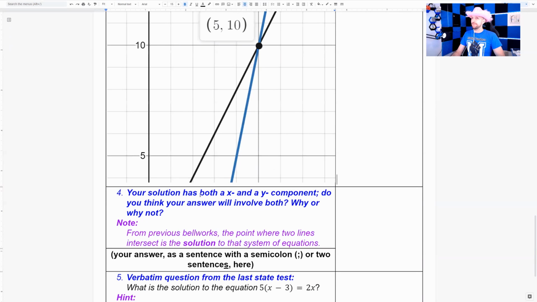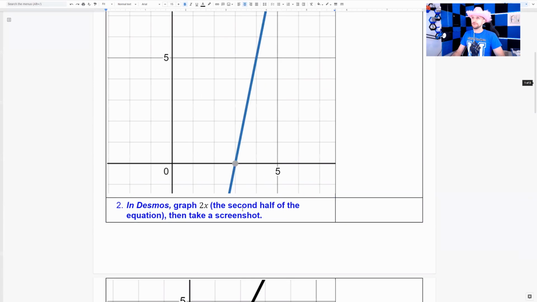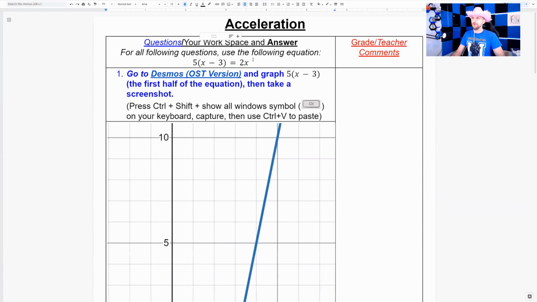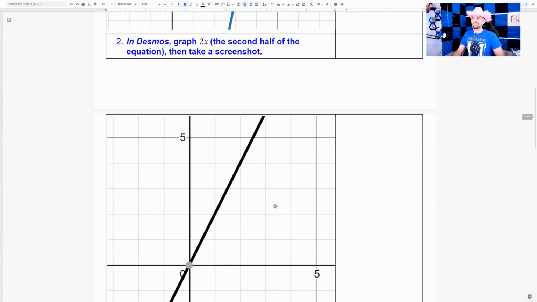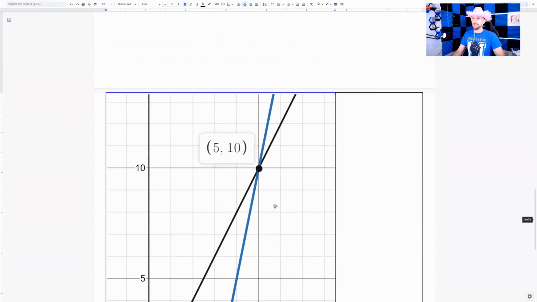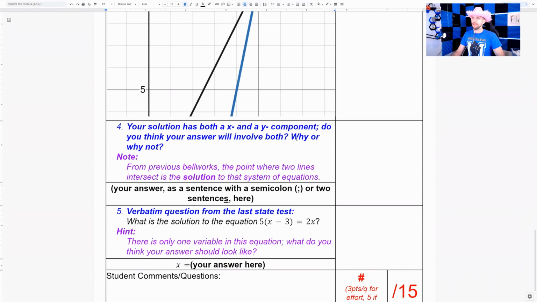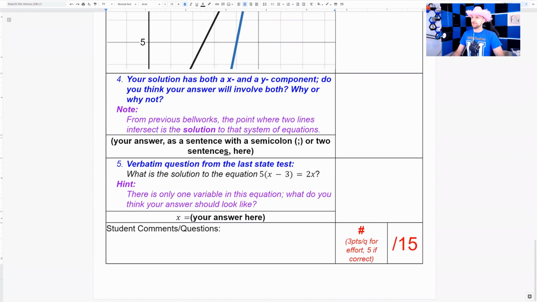Question, does your solution have both an x and a y component? So will the solution to our original equation have both an x and a y component? Good question. Now, I'm not going to answer it for you because you have the same question. Why or why not? So think about that. I don't see one of those variables at all in the equation. There's an auspicious absence of it. So do you think it'll be in the solution? And then why or why not? One or two sentences, plural, because you have two questions to answer.